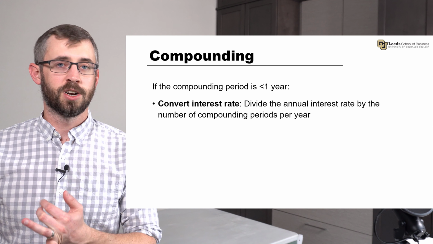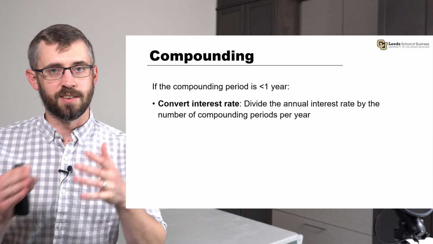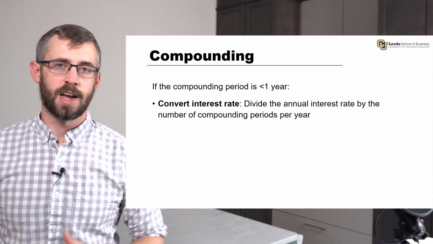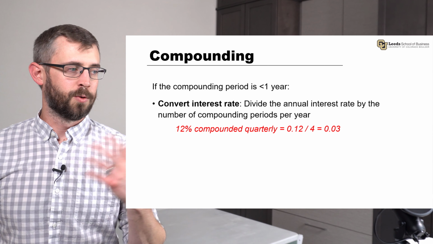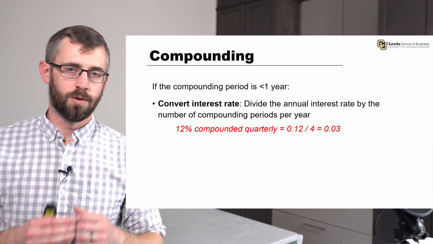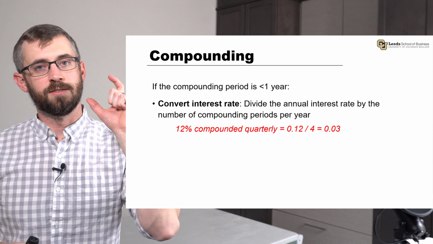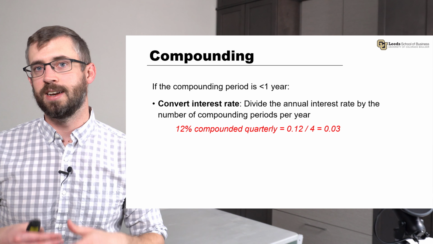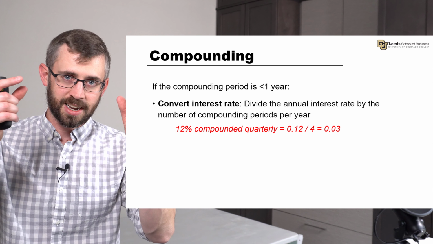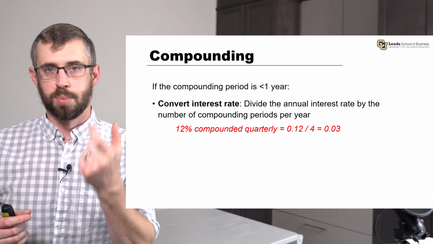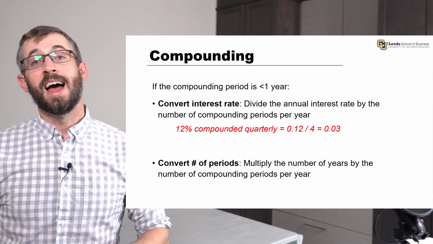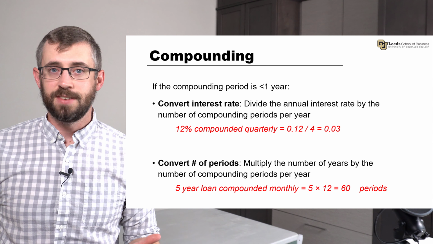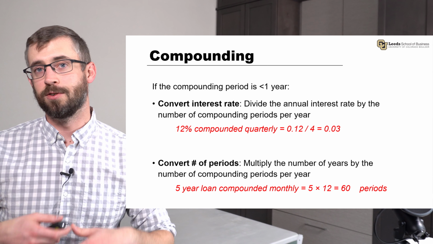We're first going to convert the interest rate into that partial-year period. We take our interest rate and divide it by the number of compounding periods per year. So if we said 12%, our annual rate compounded quarterly, we would divide our 12% by the 4 quarters per year, and say our interest rate is 3% per quarter. So we're just converting our interest rate to a per-period rate. And then we're also going to change the number of periods. So if we had a 5-year loan that was compounded monthly.